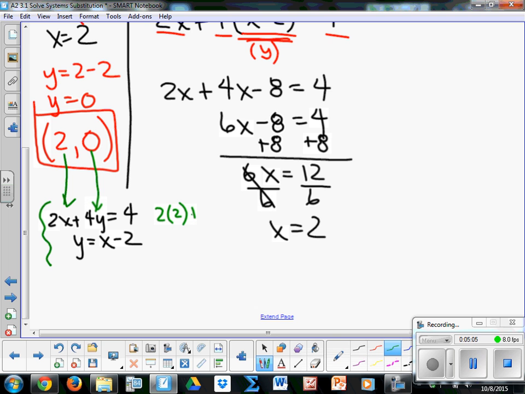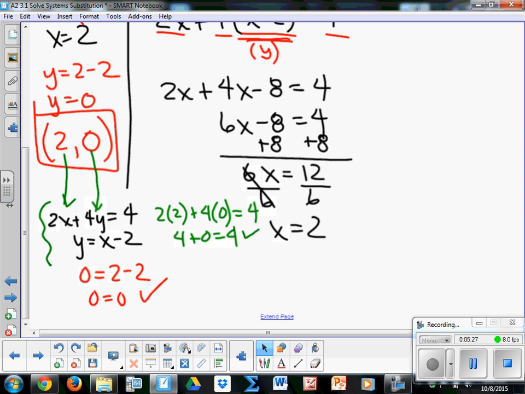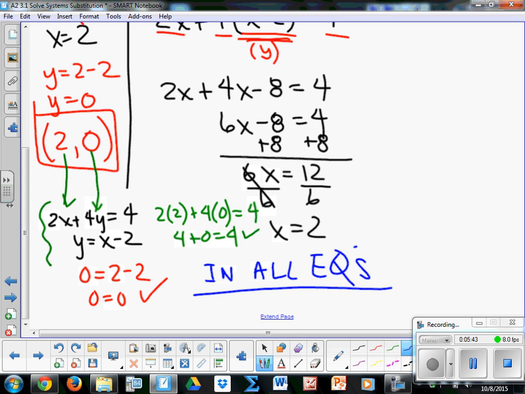2 times 2 plus 4 times 0 equals 4. This is 4 plus 0 equals 4. Lo and behold, that is true. So that did work there. And then the other one, y is 0, 2 minus 2. Again, what I'm doing is substituting x and y, and 0 does equal 0, so that worked too. Generally, I don't require students to write down all of that. I just wanted to show you that yes, in fact, that does work. Remember to check it. It needs to work in all equations, not just one, but in all of them. So that's example 1.